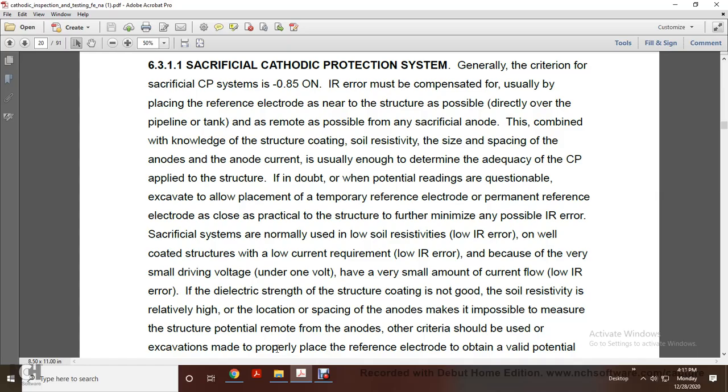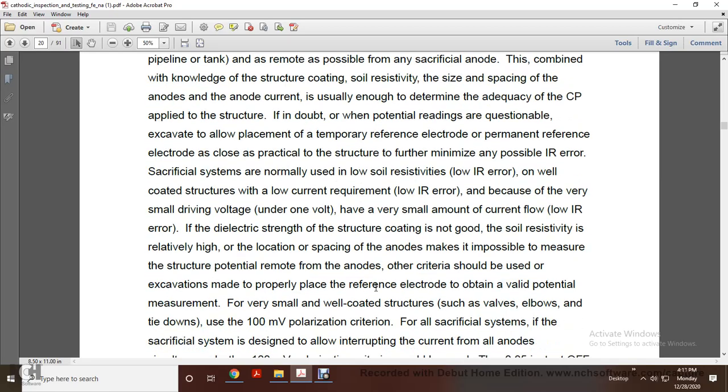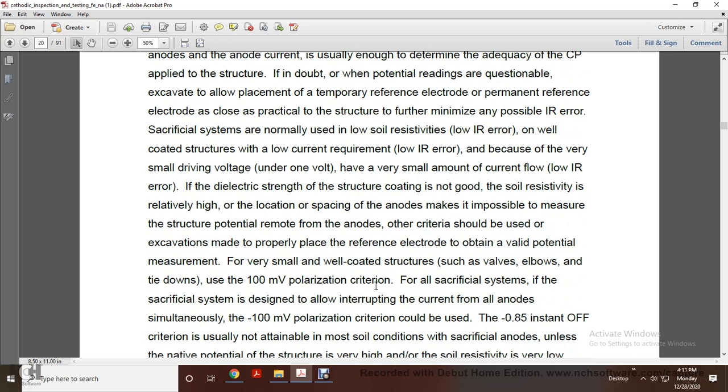Some sacrificial systems have low resistivity and low IR error, well-coated structures, and low current requirements, with low IR error because of the very small driving voltage, under 1 volt, and very small current flow. If the dielectric strength of the structure coating is not good, the soil resistivity is relatively high, or the spacing of the anodes makes it impossible to measure structure potential remote from the anodes, other criteria should be used.